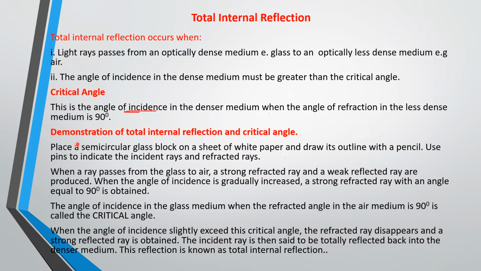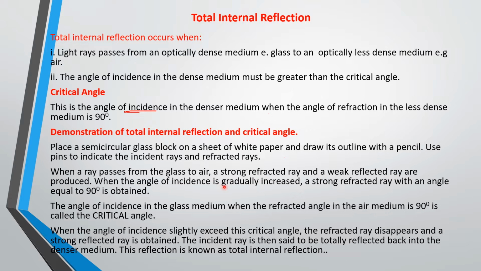Fine. So we will demonstrate total internal reflection and then the critical angle. I will show you the diagrams very shortly, but first of all, these are what you're supposed to take note of if you want to demonstrate this. Place a semicircular glass block on a sheet of white paper and draw its outline with a pencil. Use pins to indicate the incident rays and the refracted rays. So we are using that semicircular glass block to show a ray that is traveling from the block to air, because the block is denser than air. When a ray passes from the glass to air, you will have a strong refracted ray and a weak reflected ray.